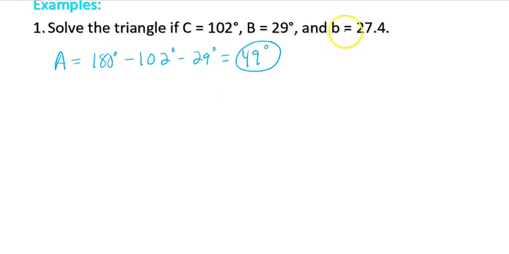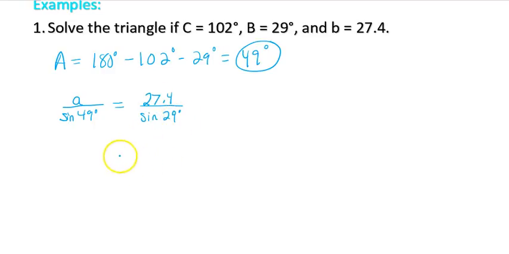I also need to find, if you look at the sides, I just have side B, so I need to find side C and side A. I'm going to start with side A, and since that's what I'm trying to find, that one goes on top, and underneath that goes the sine of angle A, which we just found. So sine 49. And then for the other fraction, I have to use the one where I know both parts, and that would be B, because I know the angle and the side for B. Otherwise, I'll have too many variables and won't be able to get anywhere. So 27.4 over sine 29.